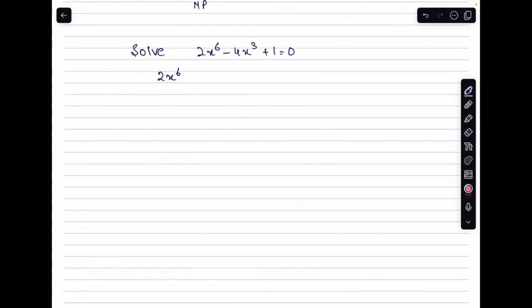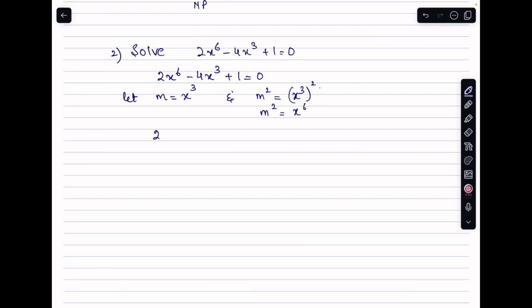We need to solve 2x⁶ − 4x³ + 1 = 0. Again, I can see that this is not a quadratic equation, but I will be bringing it to the form of a quadratic equation by assuming that m = x³, and therefore m² will be equal to (x³)², or we can say that m² is equal to x⁶ here.